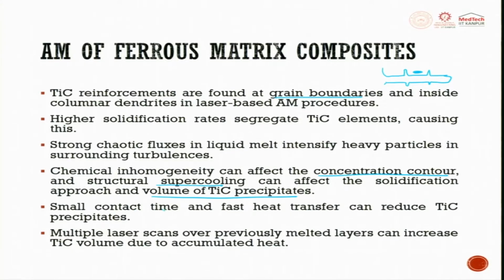Small contact time and fast heat transfer can reduce TiC precipitation. When the laser is moving very fast and if the laser is taking it to a very high temperature, then what will happen is you will have reduced TiC precipitation formation. Multiple laser scans over a previously melted layer can increase TiC volume due to accumulated heat. So, you play with the heat parameters which come into the process and you see how TiC is getting formed, how the TiC quantum could be changed easily.